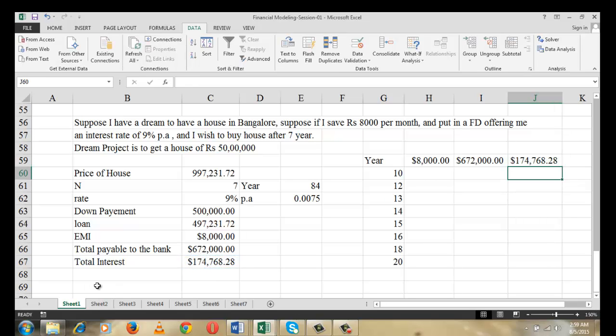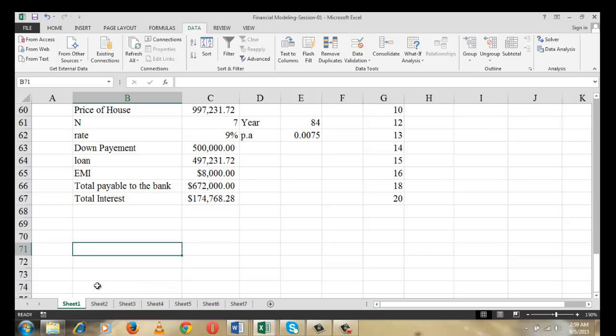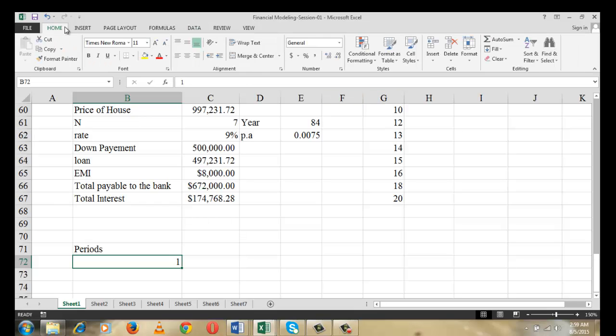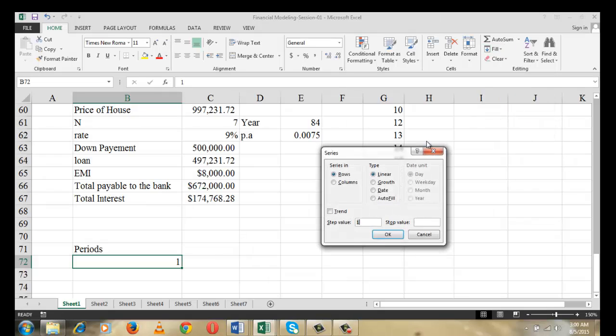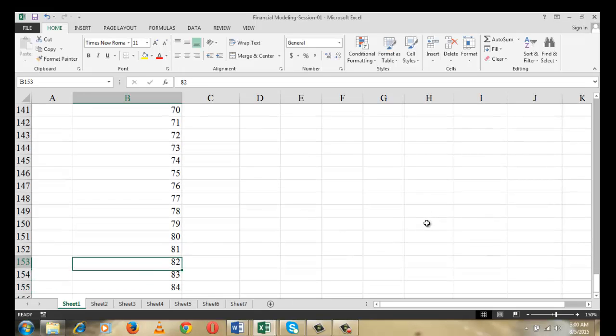You can prove these figures. Like, 84 periods are there, so I can prove this figure. You can write periods like this, write one, here go to Home, under Home go to Fill, under Fill go to Series, click on Column, here put 84, so from 1 to 84 periods would come.